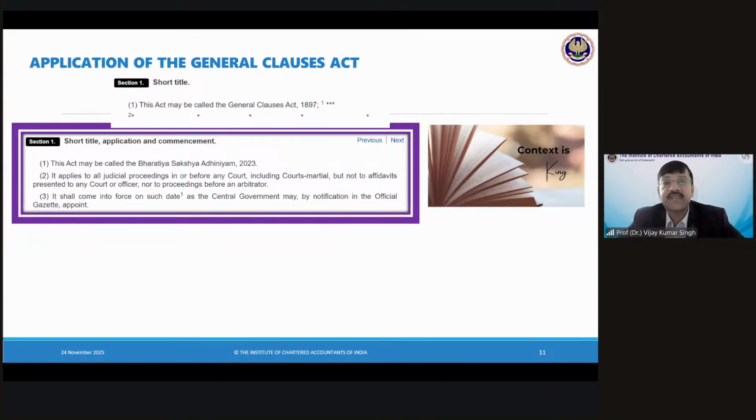However, in the General Clauses Act, you don't see the terms application and commencement. There is only a short title, right? Because there is no provision of application and commencement there. This is a distinction between the General Clauses Act and general laws.